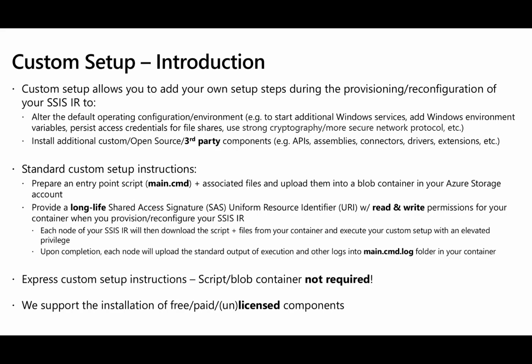That way, when your SSIS IR is started and the nodes are provisioned, we will reach out through the SAS URI to download all your files, the main.cmd and associated files, and run them and install them on each node of your SSIS IR. And when it's finished, we'll upload the execution logs into a folder also in your container, which is called main.cmd.log. And that's essentially the system for how you can customize. It's very flexible. You can customize your SSIS IR to do anything you want, essentially.